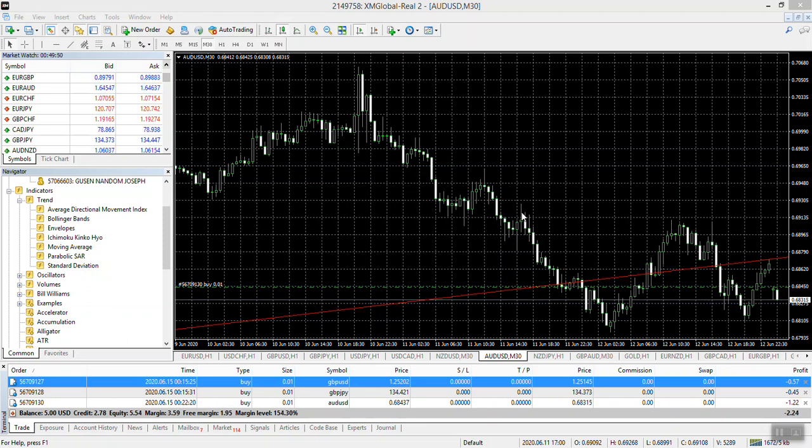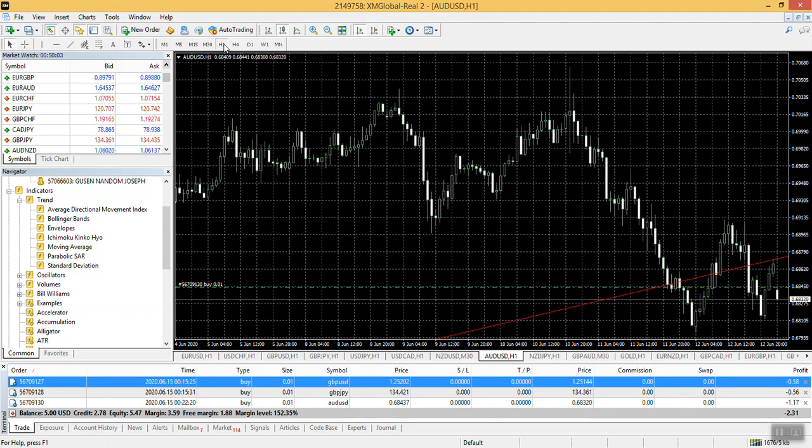Okay, about the trends, the first thing I'm going to do is show you what we mean by trend. So let me click on the 1 hour time frame and begin to show you examples of trends. Okay, but first of all, what is a trend? A trend is a consistent movement of the candlestick in a particular slope or direction.